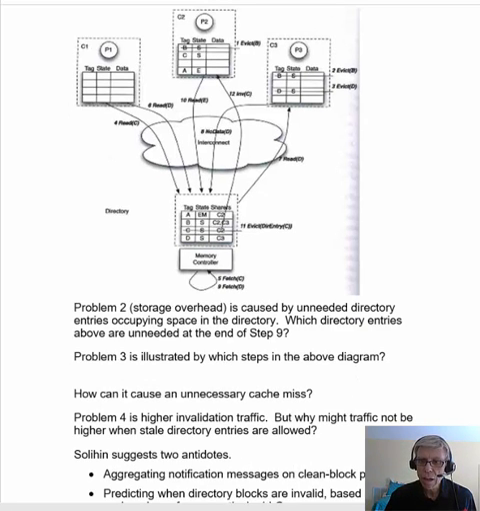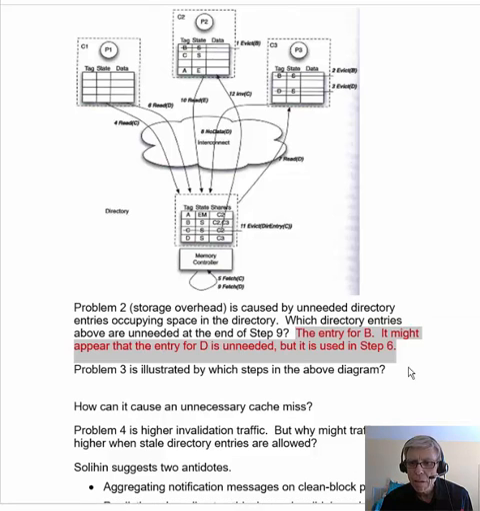Problem 2 is storage overhead, and that's caused by unneeded directory entries taking up space in the directory. Which directory entries above are unneeded at the end of step 9? Now you can look at the directory entries that are crossed out here, and you've got the entry for B and those 2 caches and the entry for D there. And so you might think it's B and D, but actually it's not, because the entry for B is unneeded, but the entry for D is actually going to be needed in step 6, because remember that processor 1 reads D in that step, and so if the entry for D were not there, then it wouldn't know where to go. So it actually is needed.